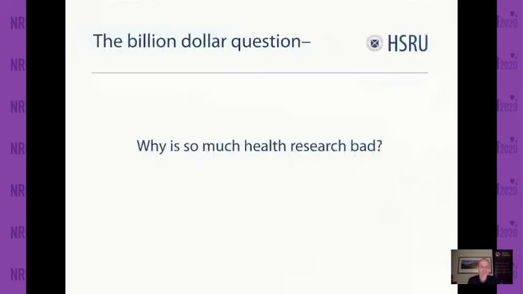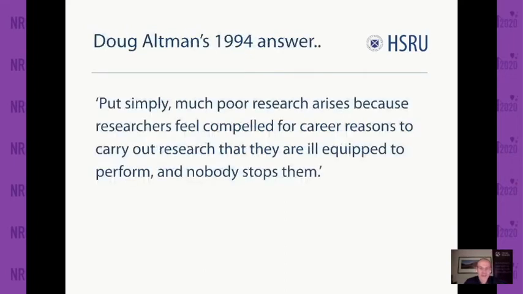That should bother us. So the billion-dollar question is, to use Doug's word, why is so much health research bad? Obviously I'm focusing here on trials. Doug himself in 1994 gave a very good answer. There's a lot of research that is done because researchers feel compelled to do some research, and they do not have the skills to do it, and nobody stops them. And we therefore get a proliferation of research that answers nobody's questions. It's weak in many ways and represents gold-plated research waste.